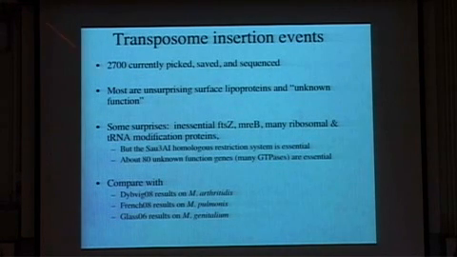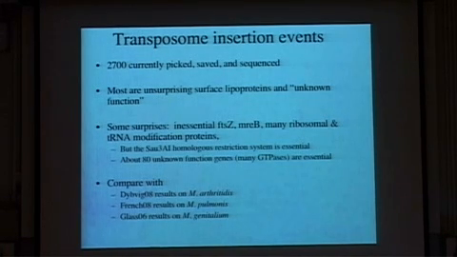We have picked about 2,700 of these, and they're in the freezer. Most of those are insertions at fairly unsurprising places, a random lipoprotein or some protein with unknown function. There are some surprises, at least to me. Some of you that study bacteria probably know about the FtsZ gene, which is the central cell division protein. Not essential here. MreB, which is the major cytoskeleton protein, is also not essential.